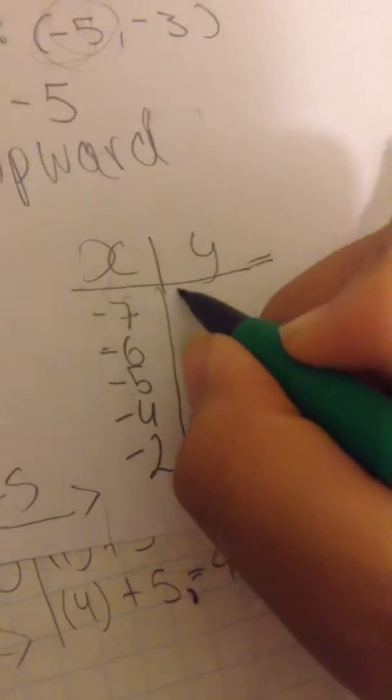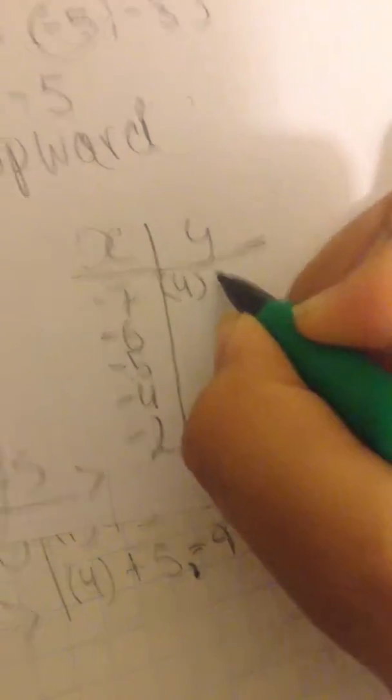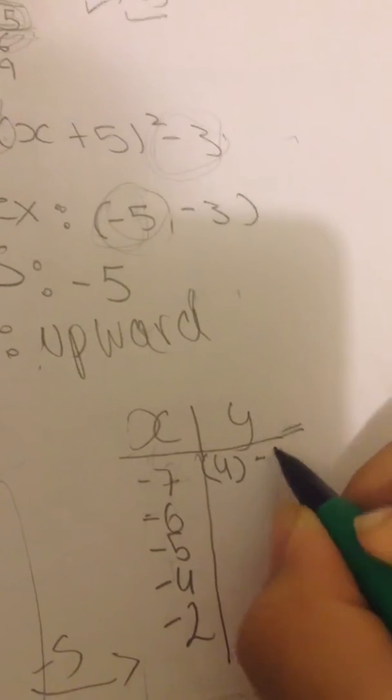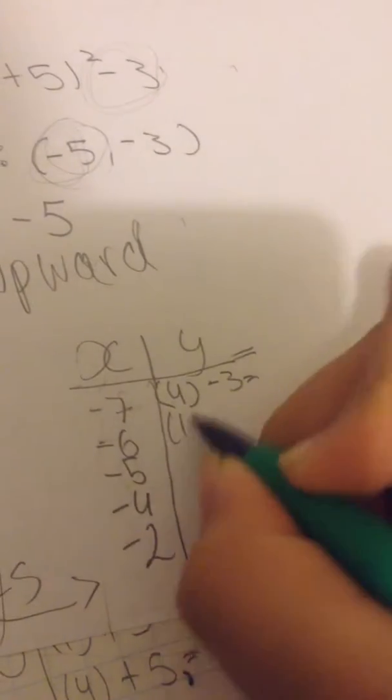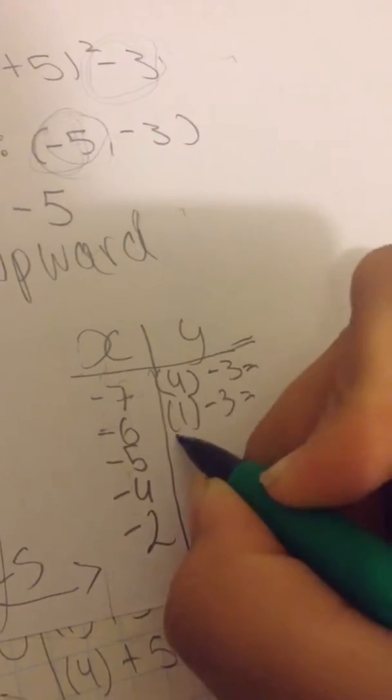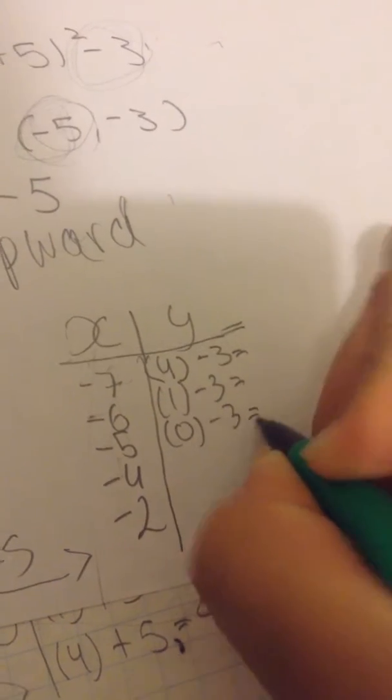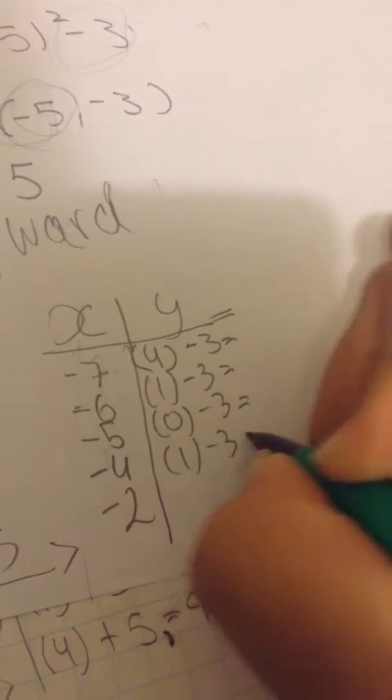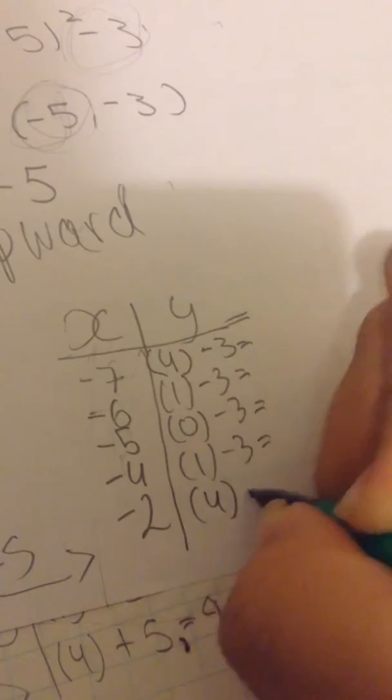Complete your chart for the x-axis. Now we find our y. We plug in whatever we have in our equation, and because there's nothing here, we move on to our y. So 4, subtract 3 this time. 1, subtract 3, 0, subtract 3, 1, subtract 3, 4, subtract 3.